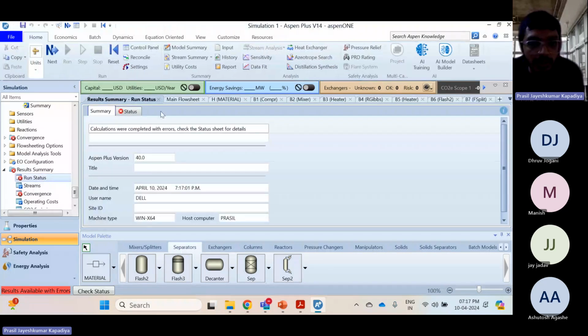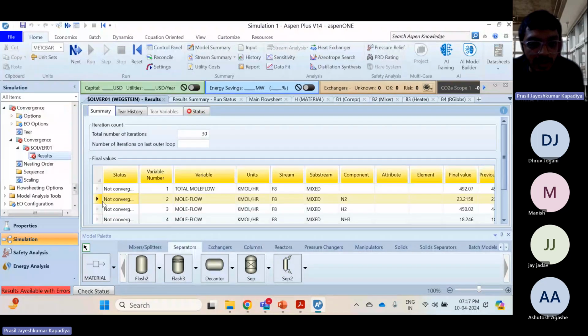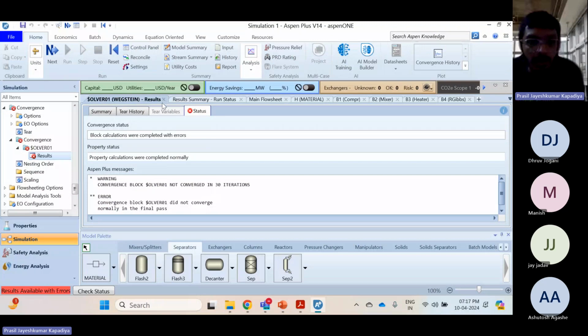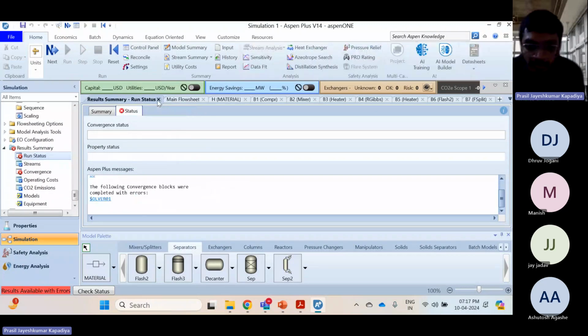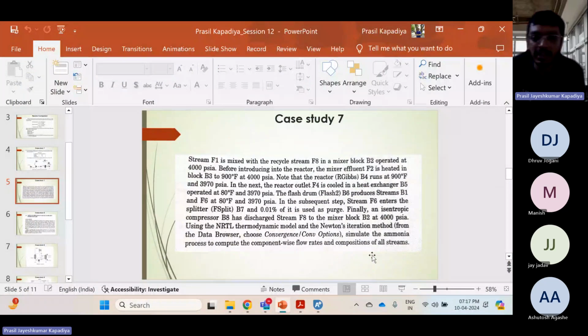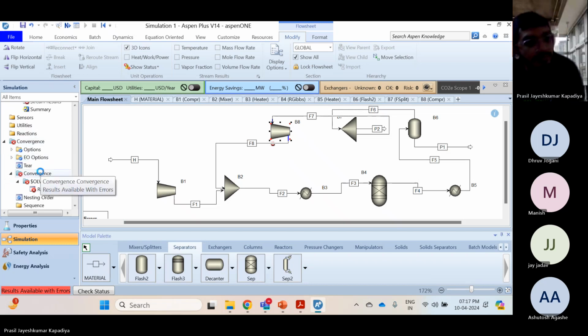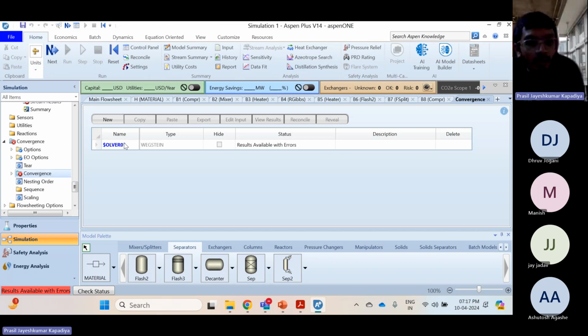Were you able to complete the flow sheet, or are you still left with it? Sir, same error. Okay, there is a convergence error, right? It's not converged. So in the problem statement, what is told to us? Using the NRTL thermodynamic model and Newton's iteration method, simulate the ammonia process. So whatever the default convergence method is, it is not working. So we are supposed to use Newton's iteration method. From where can we add that method?